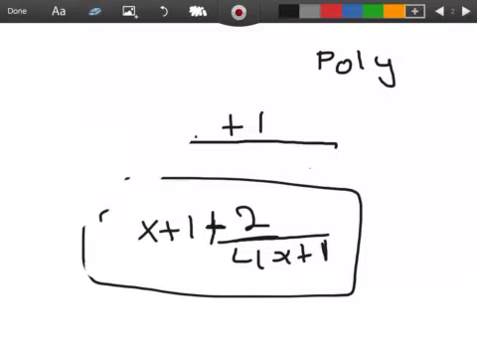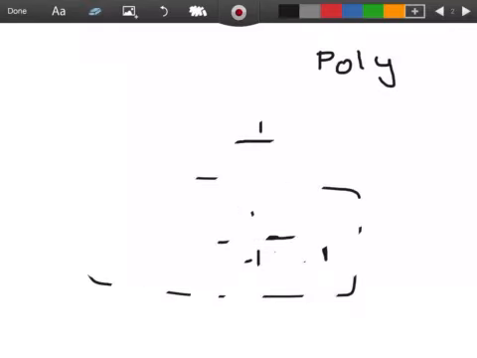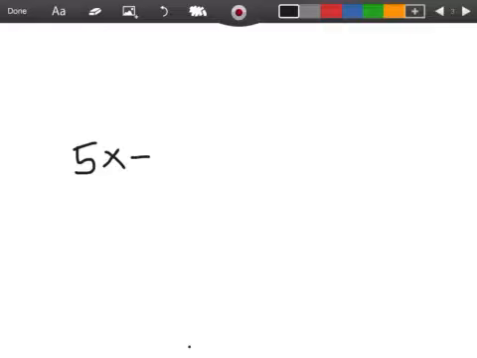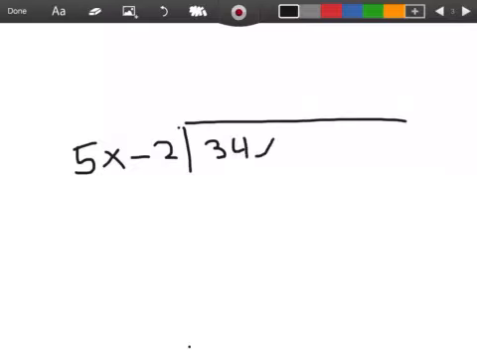Let's do one more example. So let's see, say we have 5x minus 2 divided into 34x minus 16 plus 15x squared. Now look at this question. So there's one thing we have to watch out.